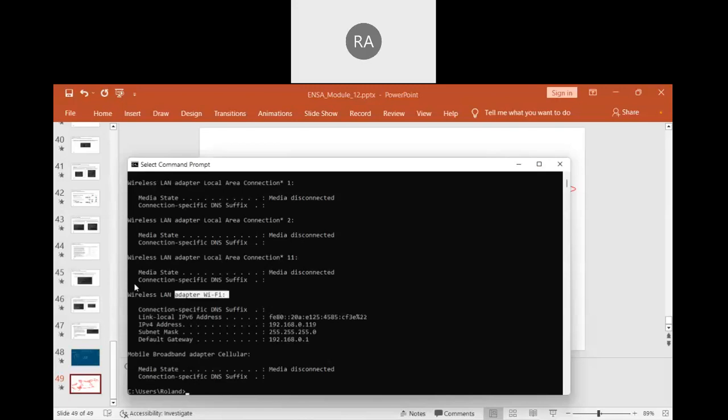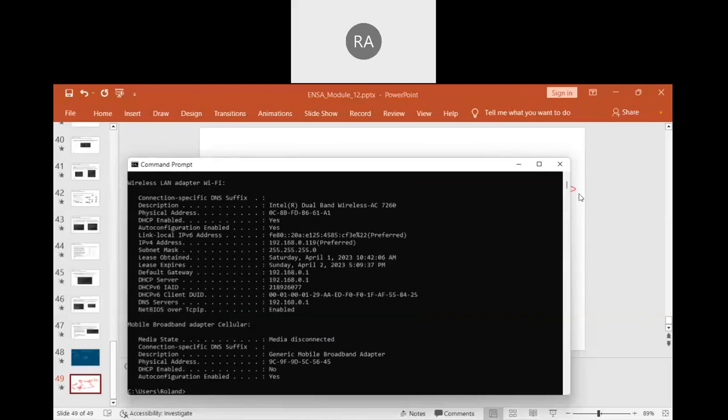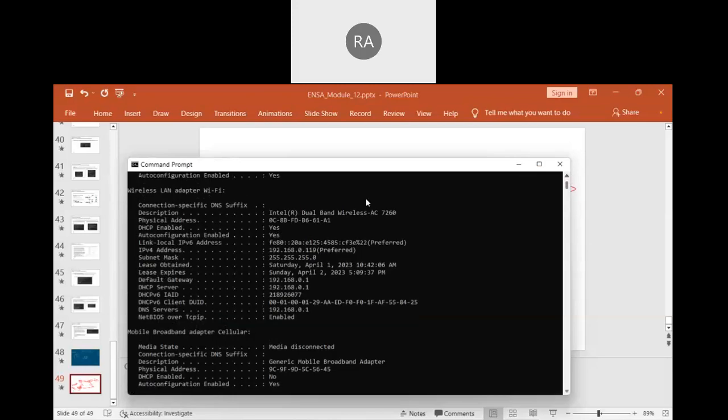Look at, this is my wireless LAN. This is my IPv4 address. This is my subnet mask. This is my default gateway. But the information I want to show you guys cannot be seen from the output of ipconfig. So let's go to ipconfig space /all. This will give us more information. This is what I want to show you guys.